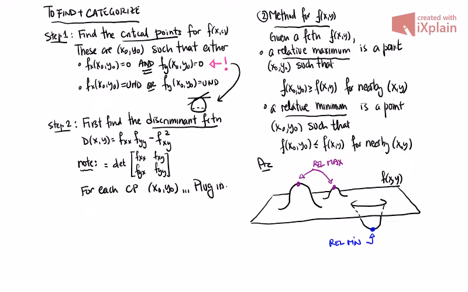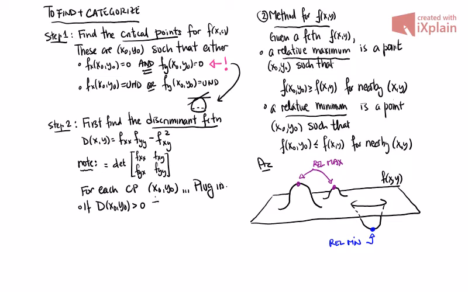Now, here's the deal. First case is if the discriminant is greater than 0. So this is not quite as nice. This is sort of like a very small multi-step process. If the discriminant is positive, this tells you it's either a relative max or a relative min, but it doesn't tell you which one it is.